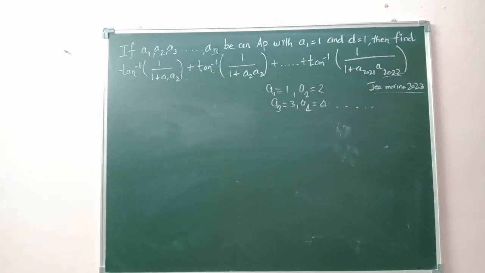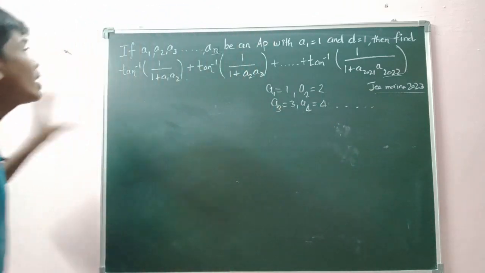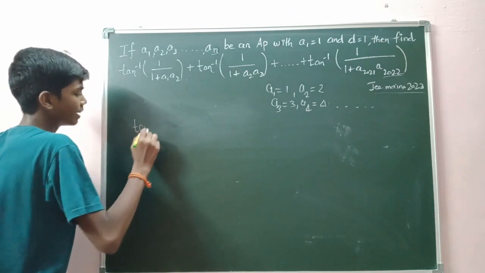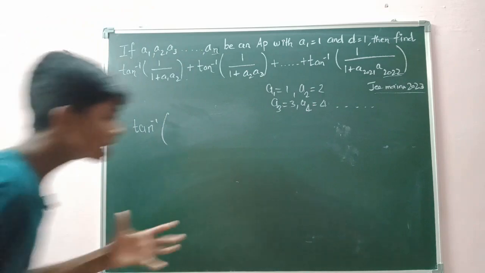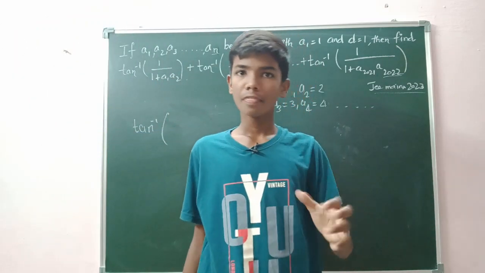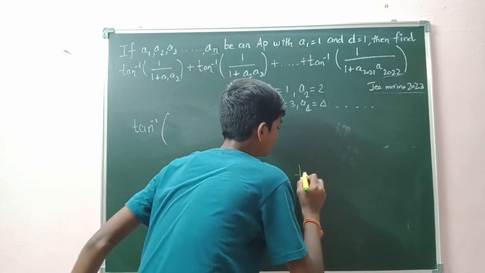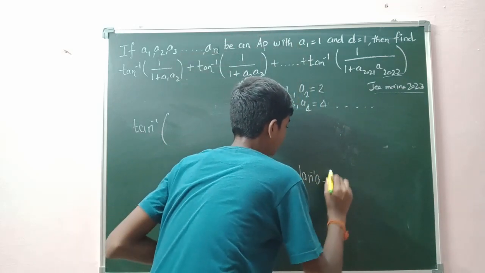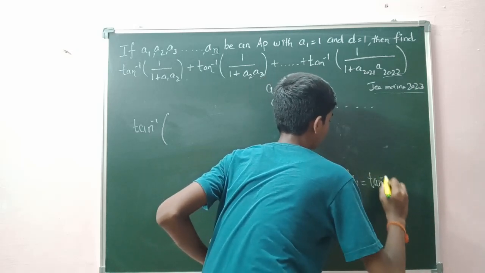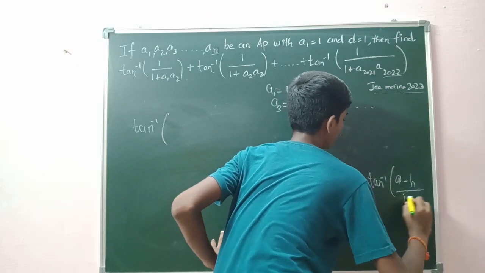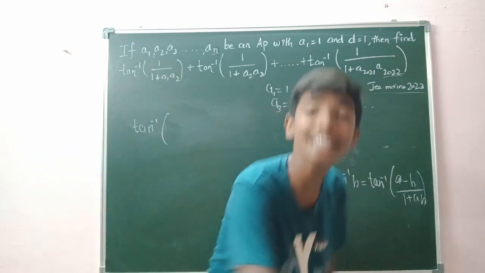Yes. Okay. So now when we talk about the summation, listen to me very carefully. We have tan inverse of 1 by 1 plus a1 a2. Here the main concept behind this is the same formula: tan inverse of A minus tan inverse of B will be tan inverse of (A minus B) by (1 plus AB). The same formula which you guys use each and every year.